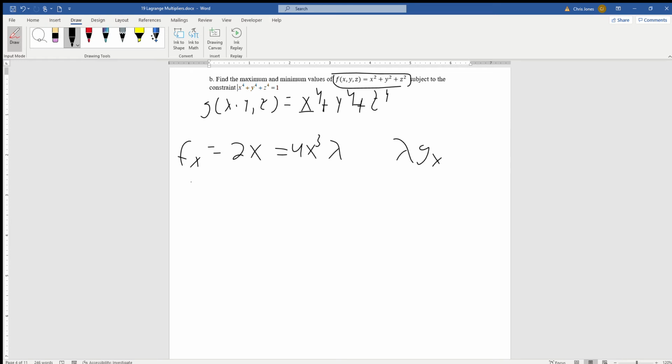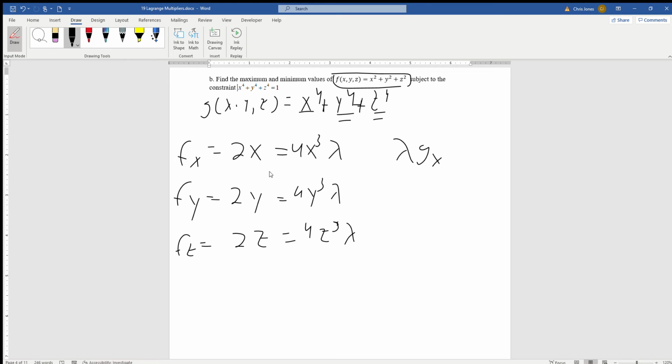And we can do the same thing with f sub y and f sub z. So the derivatives of f with respect to y and z respectively are going to be 2y and 2z, and the derivatives of g with respect to y and z respectively are going to be 4y cubed lambda and 4z cubed lambda. All right, and so the question at this point is, what relationship exists?